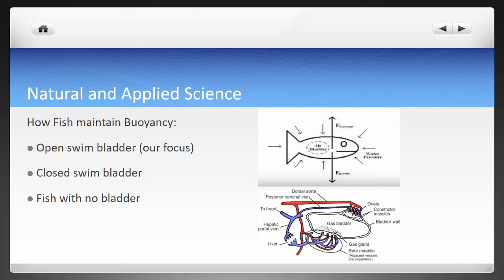Now, closed swim bladder and no bladder concepts are extremely difficult to achieve through mechanical design. Therefore, the main focus of our project is to simulate fish with open swim bladders, creating a buoyancy ladder which demonstrates the concept of simple fish buoyancy.